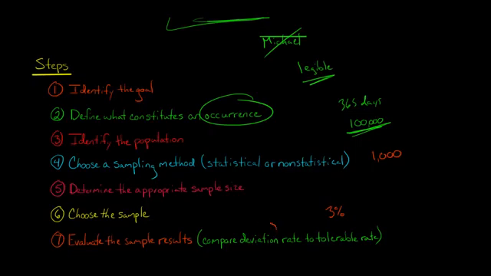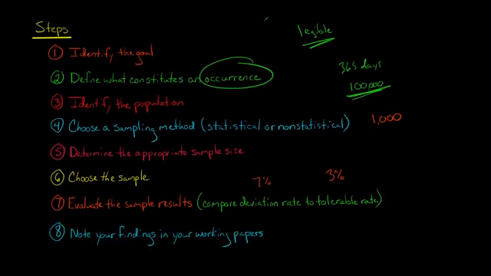And then if the deviation rate, if in fact we say, well, actually 7% of the time people are not signing in, then we say, okay, we compare these and we've got an issue. We say this internal control is maybe not that effective. And then lastly, we would note our findings by updating our working papers.